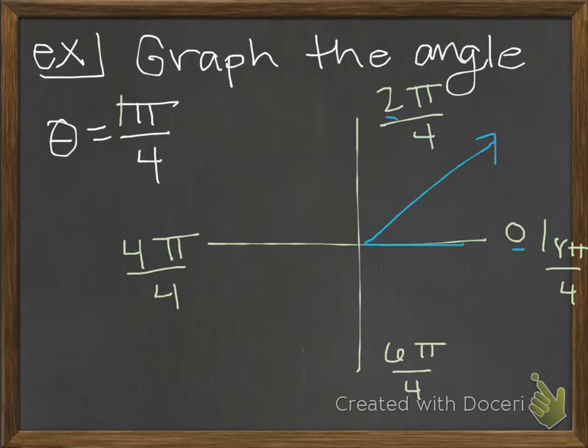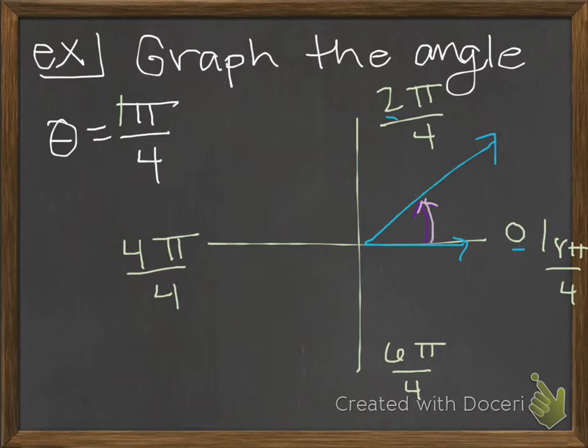So my initial side starts at 0, the terminal side would end at 1 pi over 4, and then the last part you need to draw is how the angle traveled. So my angle started on my initial side and it traveled up, and that is where it ended. So this would be your final answer. Let me make that a different color. There you go. So this would be your final answer. This is what a 1 pi over 4 looks like.